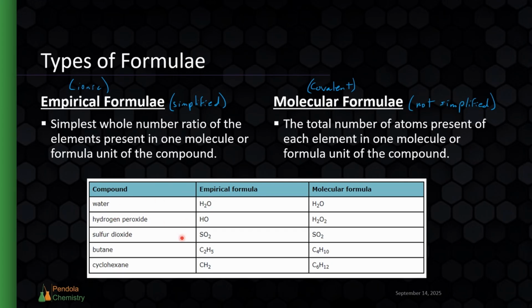Now we can see here some examples of this. Water's empirical formula is H2O, as is its molecular formula, because a 2-to-1 ratio cannot be simplified in whole numbers. So both empirical and molecular formula are the same.